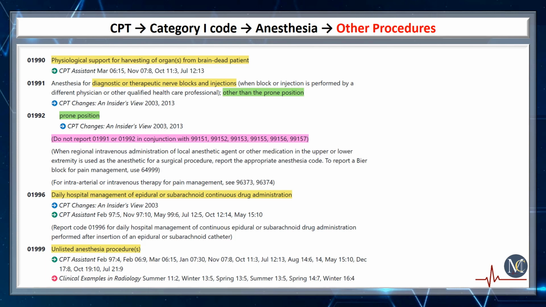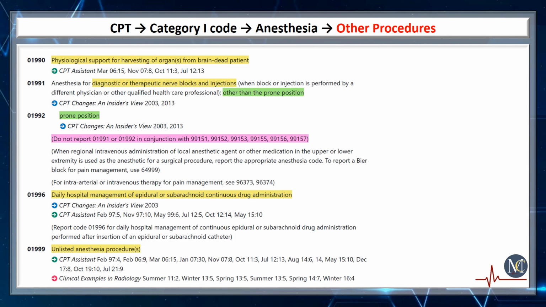Next code is 01996, daily hospital management of epidural or subarachnoid continuous drug administration. Report code 01996 for daily hospital management of continuous epidural or subarachnoid drug administration performed after insertion of epidural or subarachnoid catheter. The provider performs anesthesia services for a patient undergoing epidural or subarachnoid continuous drug administration. This procedure is for the telemanagement by the provider of the patient receiving this service in the hospital.